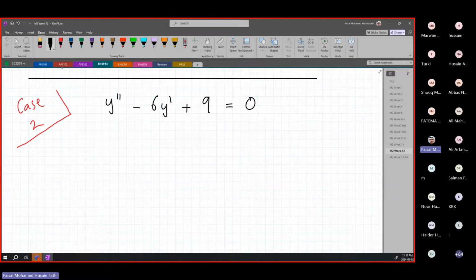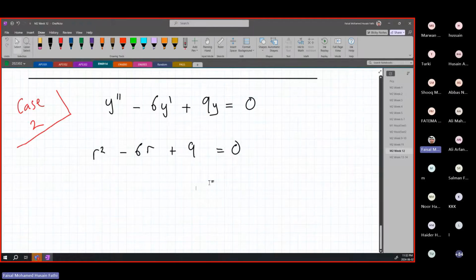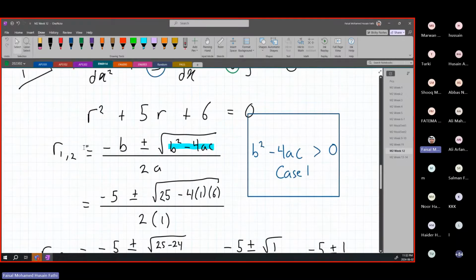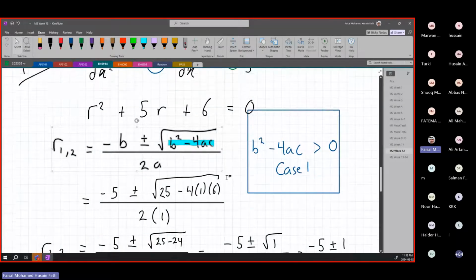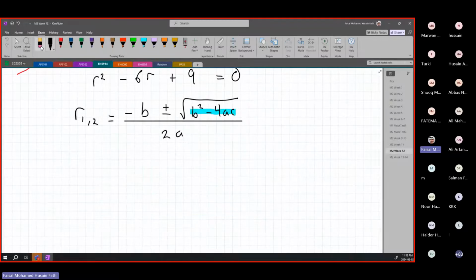Again, we are going to put this into our general form, which is r squared minus 6r plus 9 equal 0. This is 9y. All right? So now we can solve this again using the quadratic equation that we applied earlier. I'm just going to keep copy pasting this. So we're going to be solving using the quadratic equation.